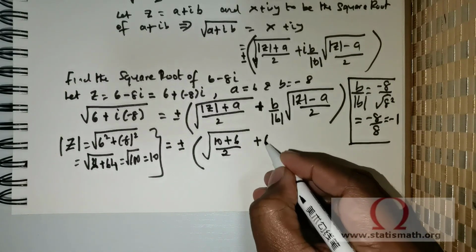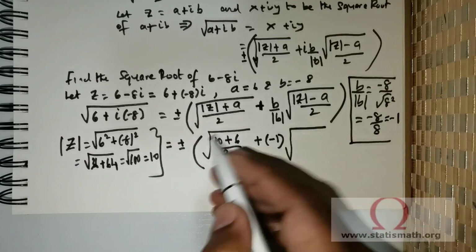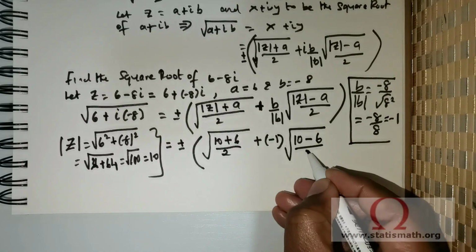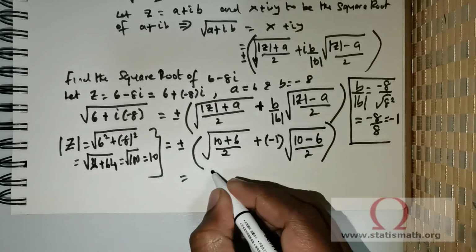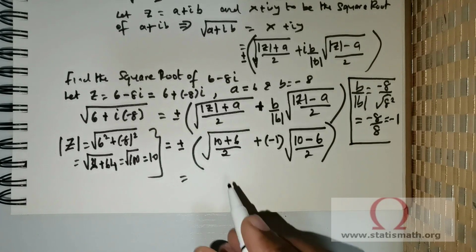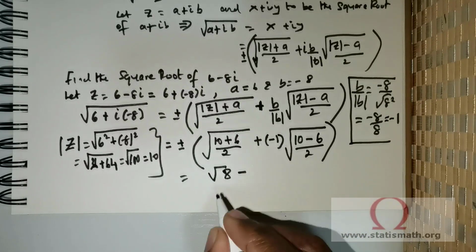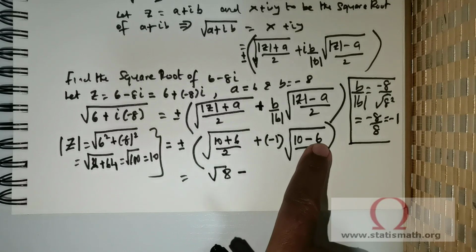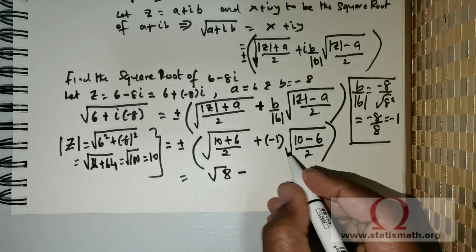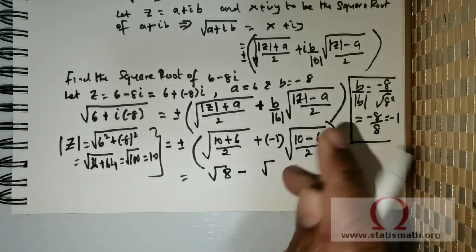So this is going to be −1 times the square root of (modulus of z is 10, minus a, which is 6) divided by 2. So I can rewrite this as 10 added with 6 is 16. 2 divides 16 8 times, so it's going to be the root of 8. Plus with minus will give you minus, and 10 minus 6 will give you 4. 2 divides 4 2 times, so this is going to be the root of 2 there.